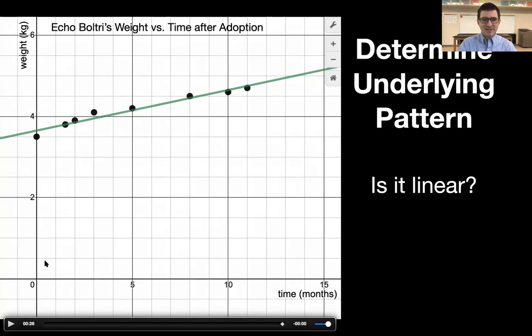And you'll notice that it does not go through 0, 0, because it wouldn't make any sense in this experiment for it to go through 0, 0. And it doesn't even have to go through the first point. It just has to go through as many of the data points as possible with equal numbers above and below.